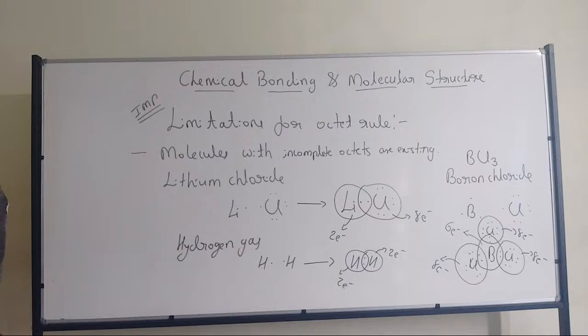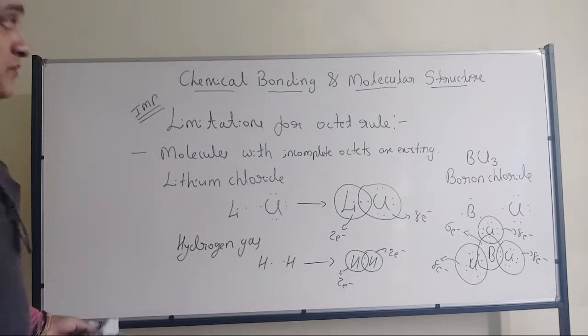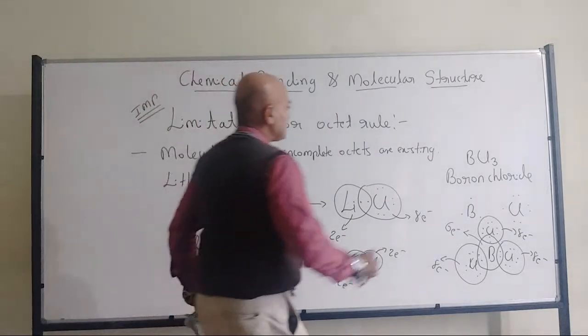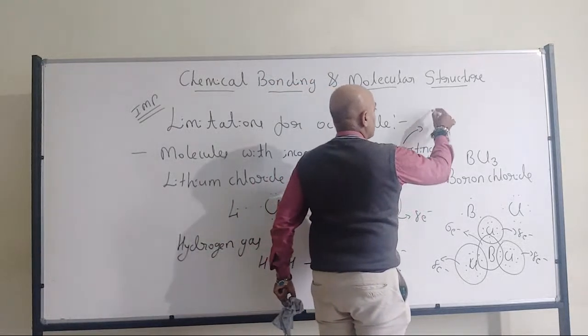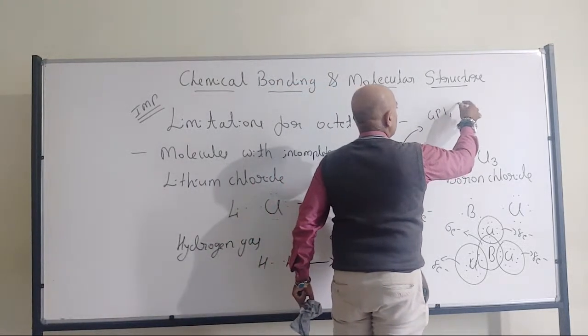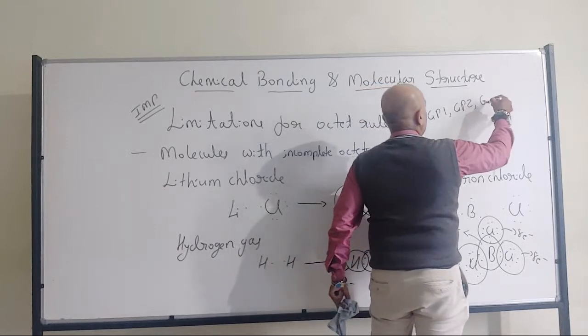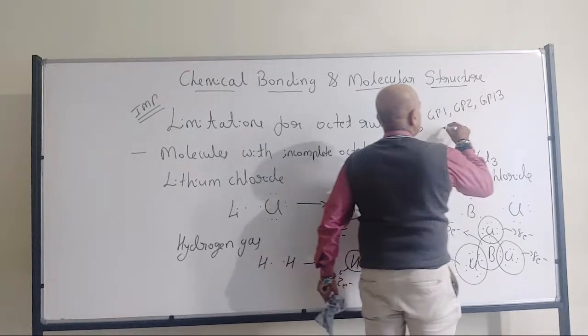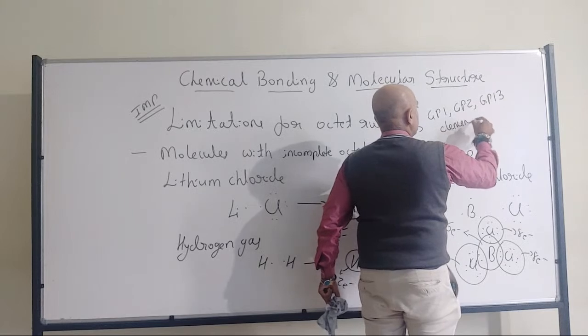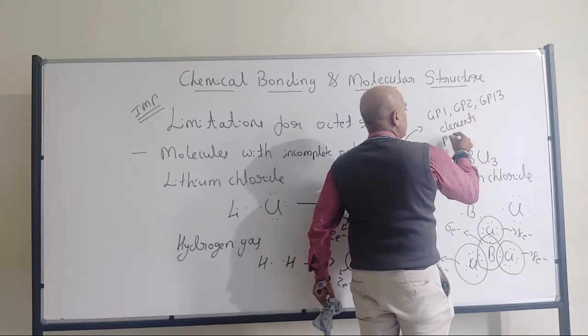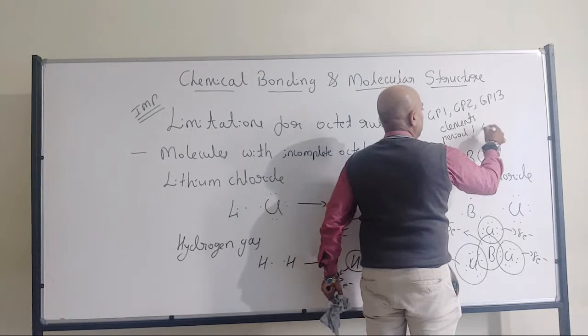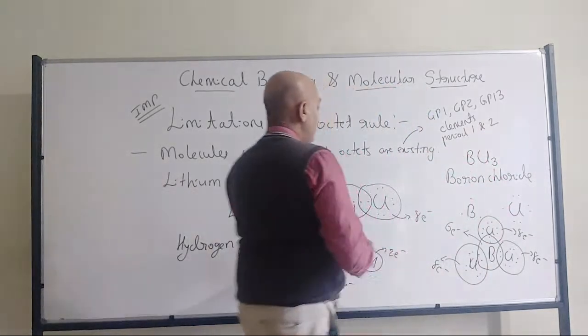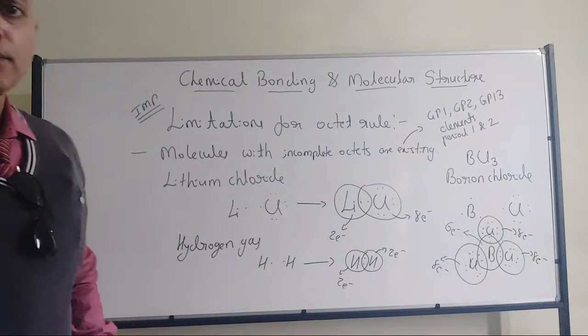So that's one of the many examples of molecules with incomplete octets. Now what I mean to say here is that group 1, group 2 and group 13 elements which belong to period 1 and 2 will form incomplete octet compounds.